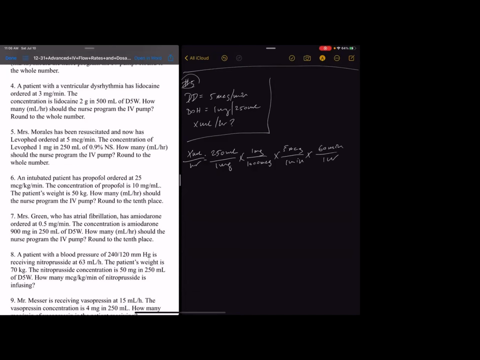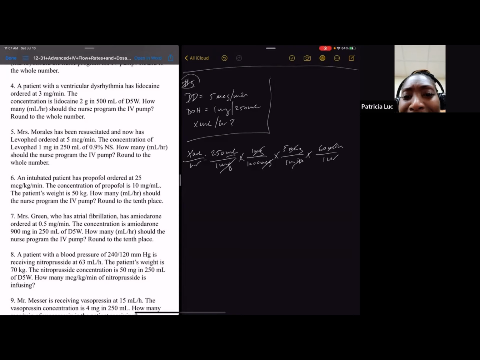So we cancel things out like milligrams. So milligram cancels out, microgram cancels out, minute cancels out. We're left with what? mLs. So now we have 250 mL over 1 times 5 times 60 over 1,000 times 1 times an hour. So 250 times 1 times 5 times 60 is what?